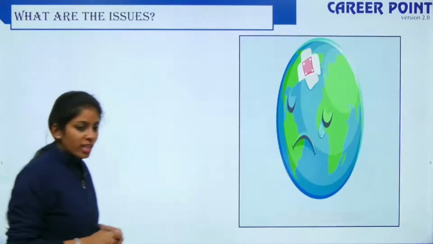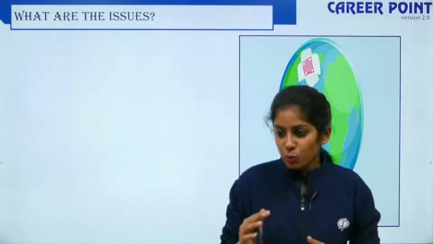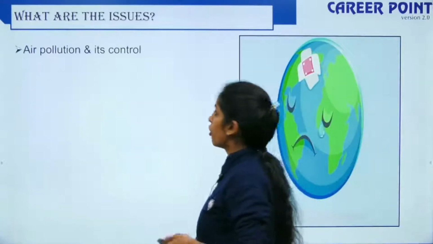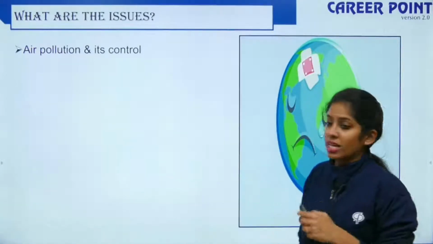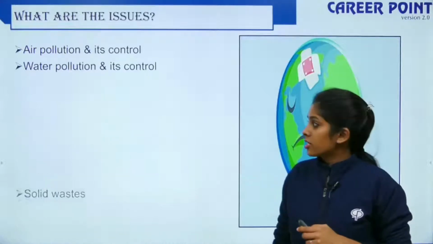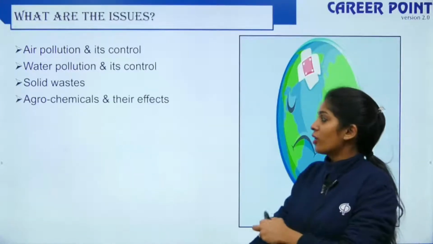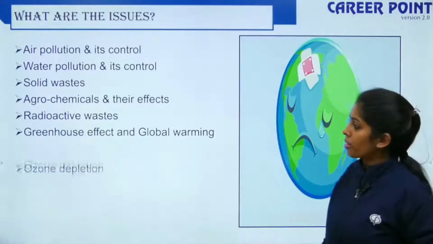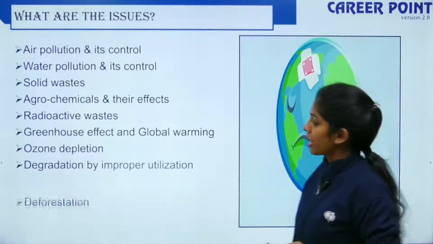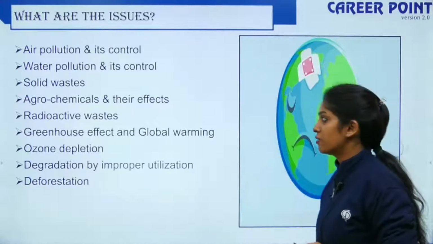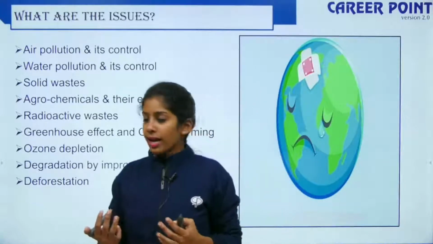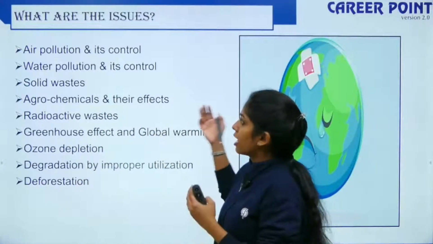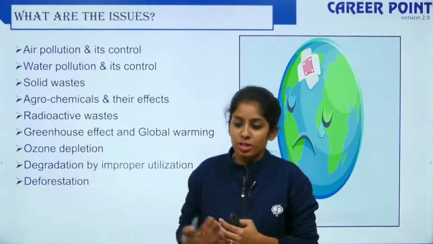What are the issues that we are going to address? Nothing new. All that you know before, all that you have read before. It's once again a repetition. Maybe 1 or 2 things can be new out of the entire lot. We are going to talk about air pollution and its control, water pollution and its control, the solid waste, agrochemicals and their effect, radioactive waste, greenhouse effect and global warming, ozone depletion, degradation by improper utilization, and finally deforestation. The topics might look huge, but I guess you already know what is air pollution and its control. You know how air is getting polluted, and you know what control measures you have to take.